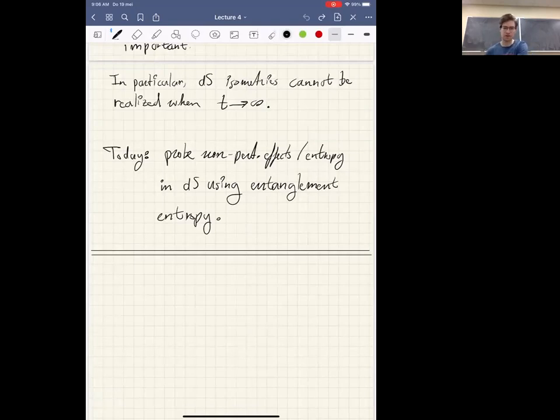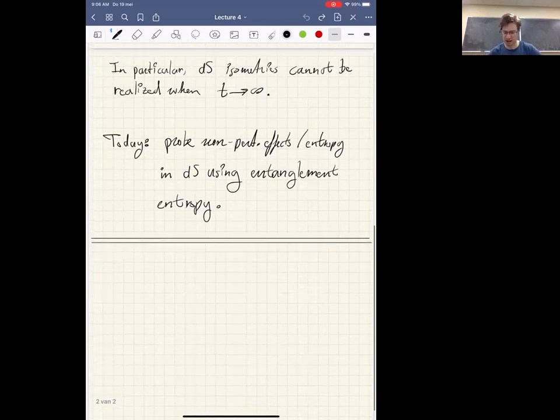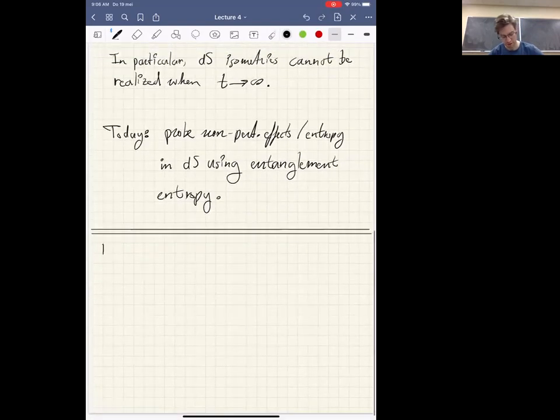Before we can study entanglement entropy in de Sitter space, let me make sure that everybody's on the same page. So I'll give a brief review of some of the interesting features of entanglement entropy and how we define it.